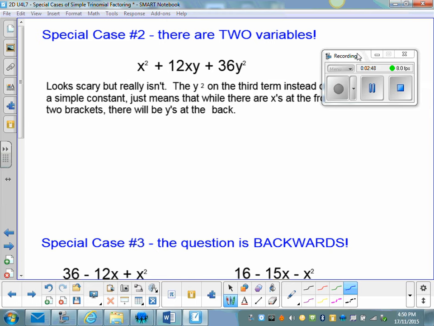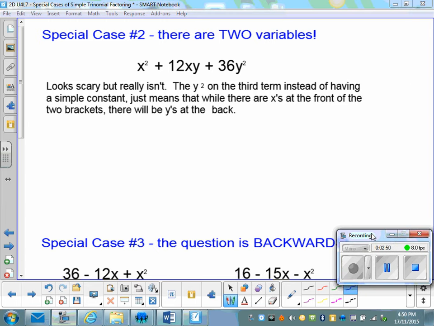Special case number 2 here is when you have 2 variables. So you can see here it looks kind of scary because we've got x squared next, but then y shows up there as well, and we've got a y squared on the 3rd term instead of just having a regular constant like 36. Here's all you need to think about here.